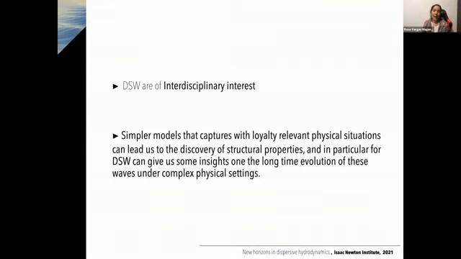So dispersive shock waves are of interdisciplinary interest, and I am convinced that simpler models that capture with fidelity relevant physical situations can lead us to the discovery of structural properties, and in particular can give us some insights into the long-time evolution of these waves under complex physical settings.